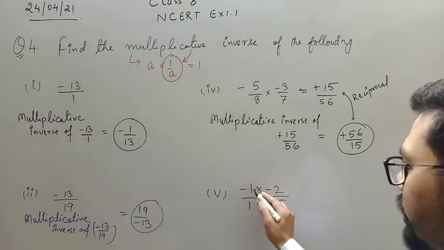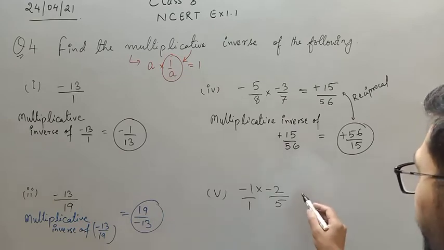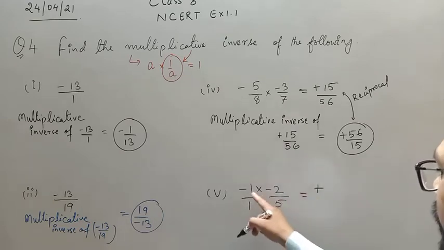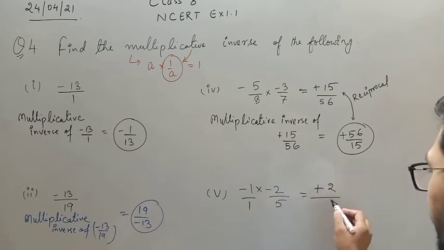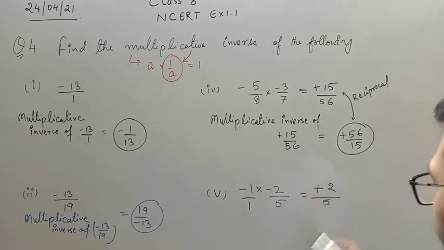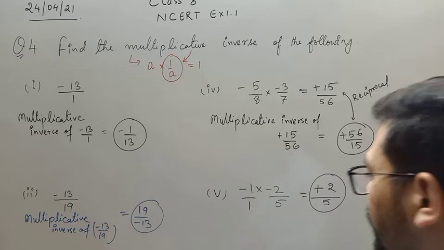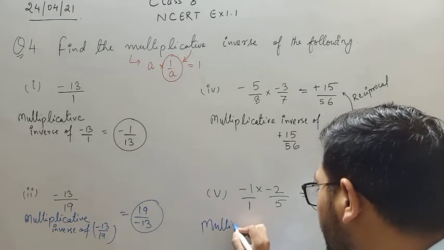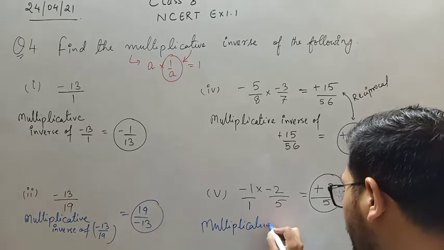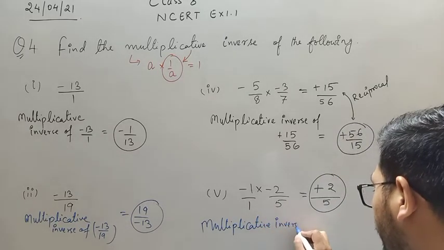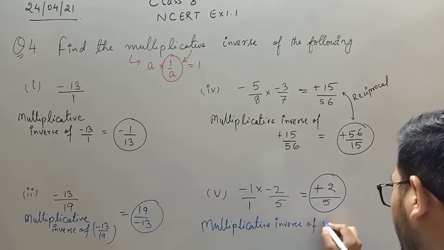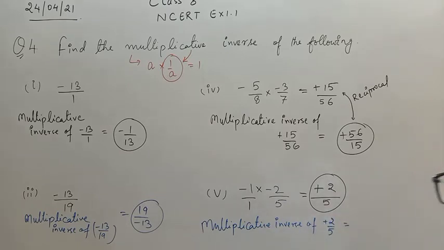Similarly, minus 1 can be written as minus 1 upon 1. Minus minus plus, 1 2s are 2, 1 5s are 5, right? So the multiplicative inverse of this number will be, you can write, multiplicative inverse of plus 2 upon 5 is equals to plus 5 upon 2, which is nothing but the reciprocal of this number, right? The reciprocal of this number.